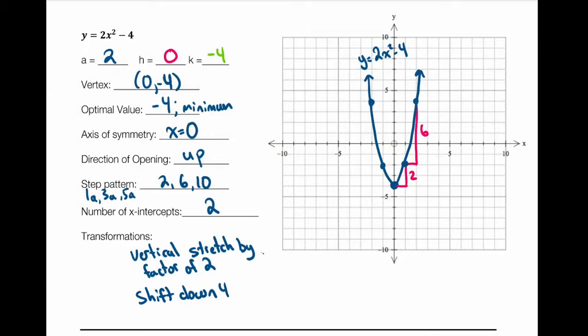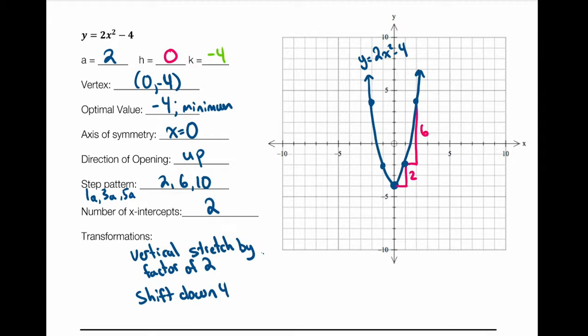All right, so coming back to the first one that you had to try on your own, this is what you should have. A value 2, h value 0, k value -4. The vertex, optimal value, axis of symmetry, direction of opening should all have been fairly straightforward. The step pattern will have been different because now our a value is something other than 1. So when we plug it into that general form, 1 times a, or 1 times our 2 in this case, is 2. 3 times a, or 3 times 2, is 6. 5 times 2 is 10. So that's where we get this new step pattern of 2, 6, 10.